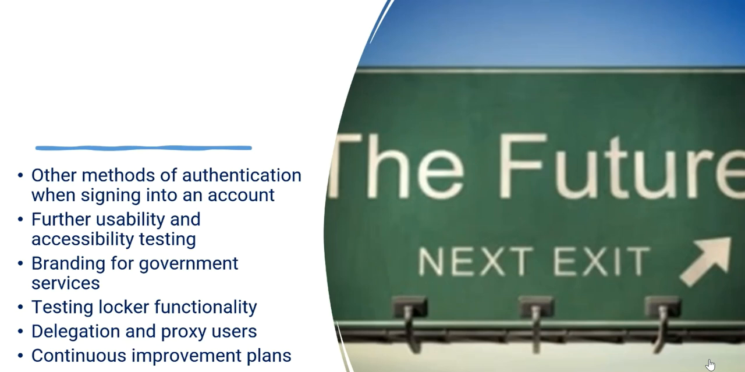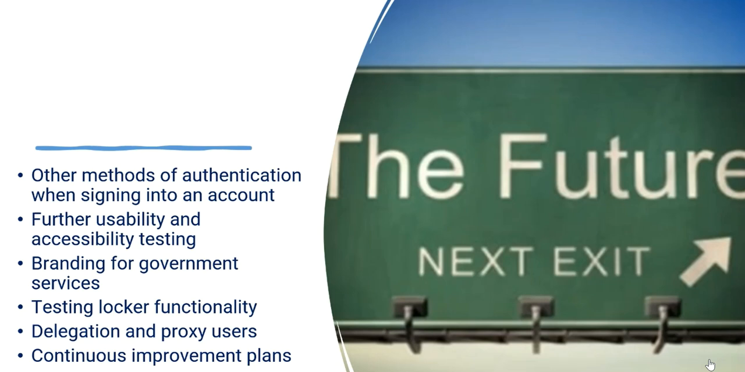But what's coming up next in the future, just to give a rough idea for people, you've heard Neil mentioning this and others about other methods of authentication when signing into an account. So you've seen when someone has to put in their phone number and they get the one-time passcode and put that in. So we're looking at other methods of authentication for that. We'll have further usability and accessibility testing, though I'm sure there'll be plenty more rounds of that. And we're also looking at branding for government services in terms of logos, etc. And then we'll also be looking at the locker functionality. We would be doing a bit of testing on the prototypes for that.